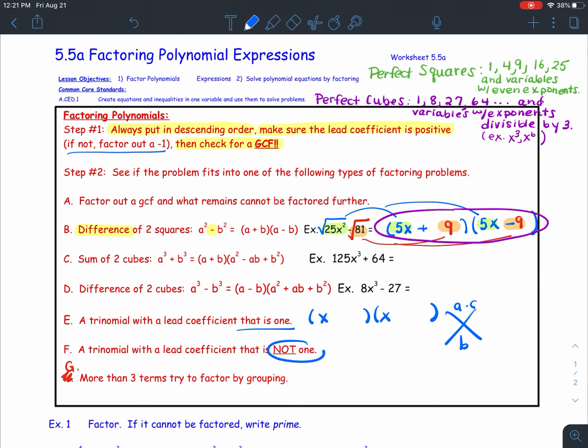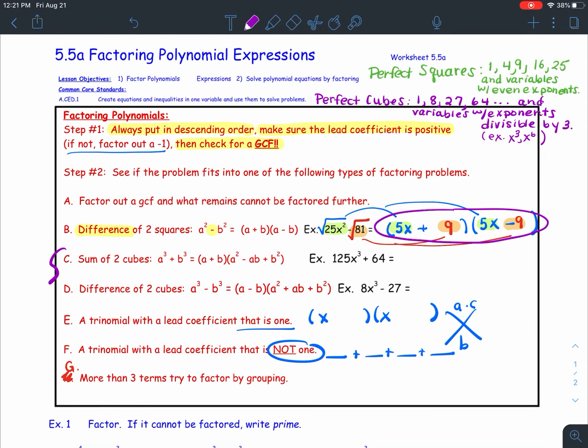A trinomial where the lead coefficient is not a 1, this is when we do the factoring by grouping and we put the 4 blank lines, first term on first blank, last term on last blank, and then we make one of these X puzzles to help us figure out what goes on the middle 2 blanks. Finally, if you have more than 3 terms, like 4 terms, you would do factoring by grouping, where you would group together maybe the first 2 terms and the last 2 terms, pulling GCFs out of each group.